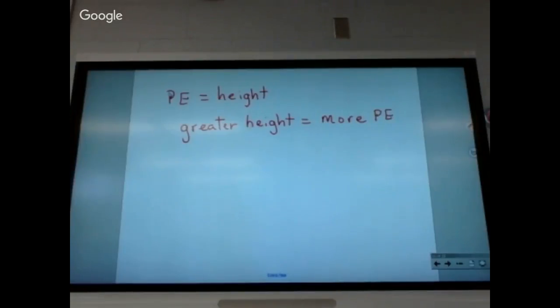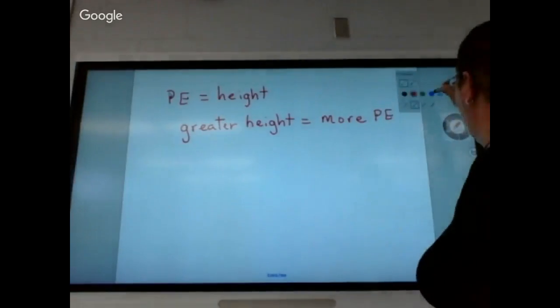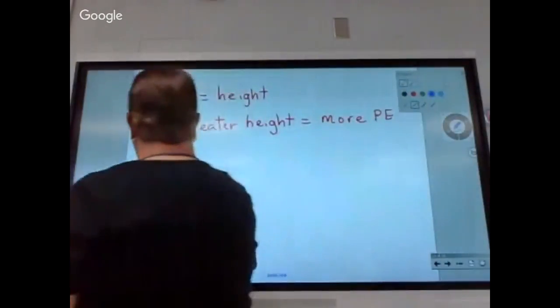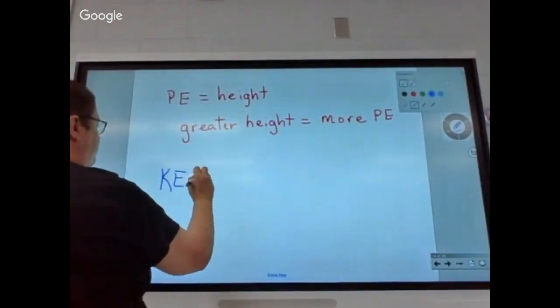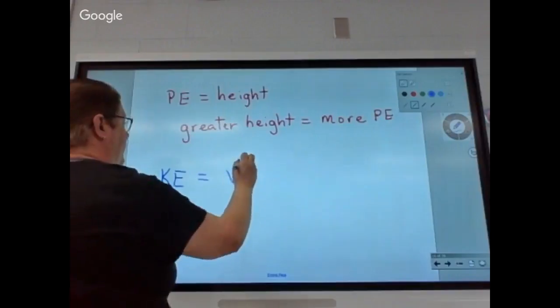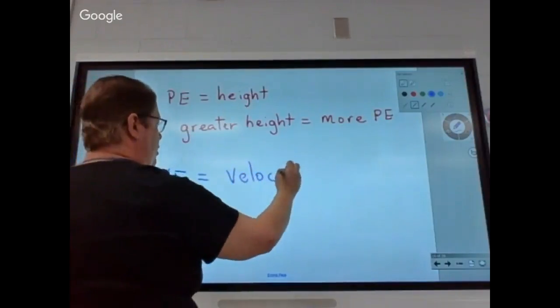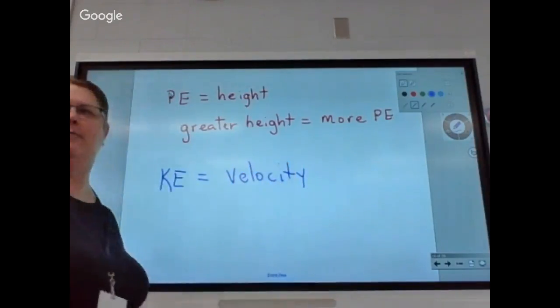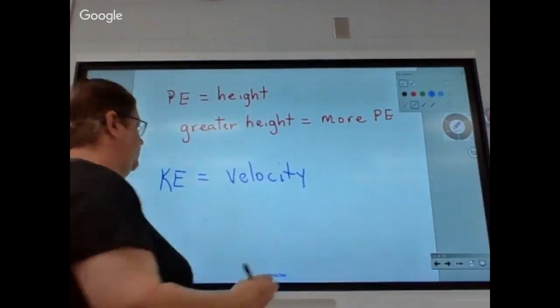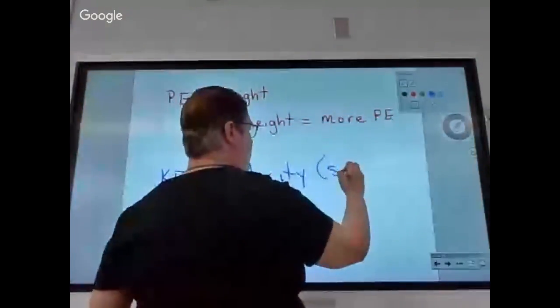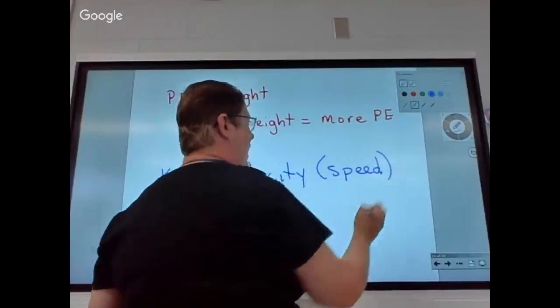Now, kinetic energy is not about height. Kinetic energy is about what? Velocity. What was the other word that we used for velocity that meant the same thing? Speed. Okay? Kinetic energy is about speed or velocity.